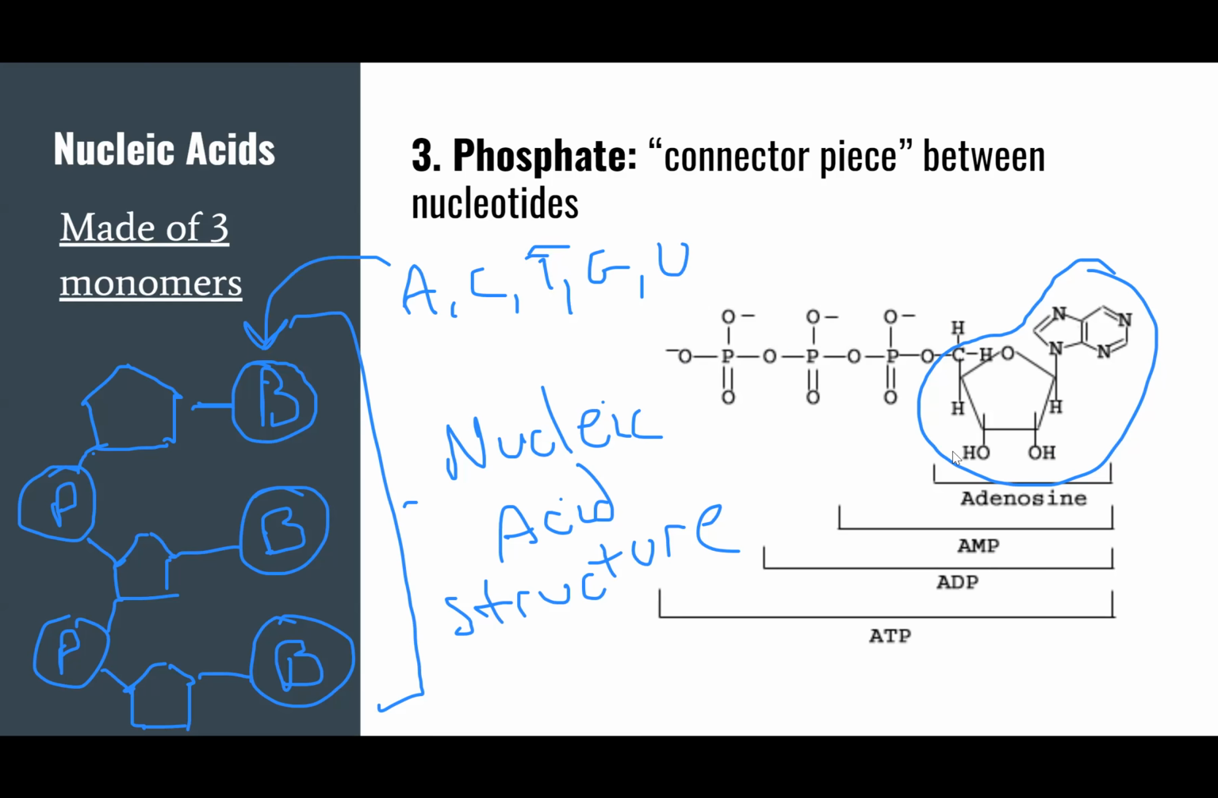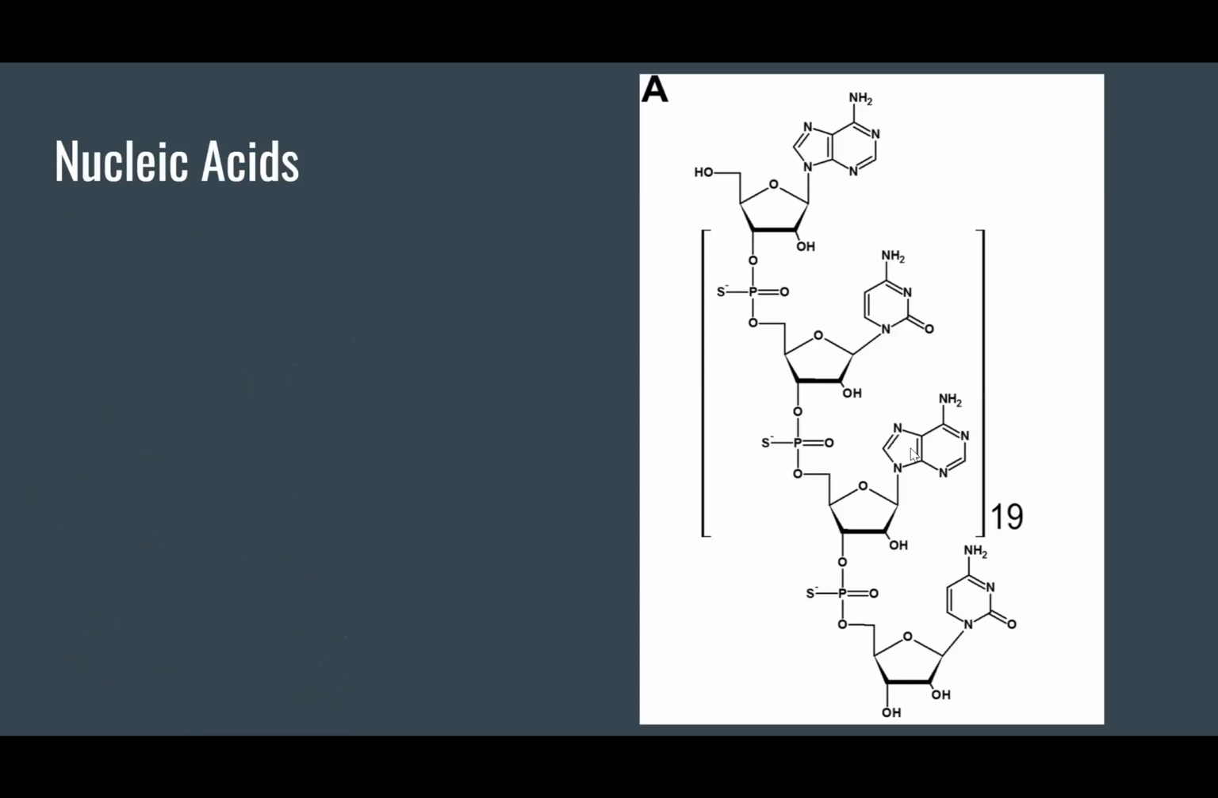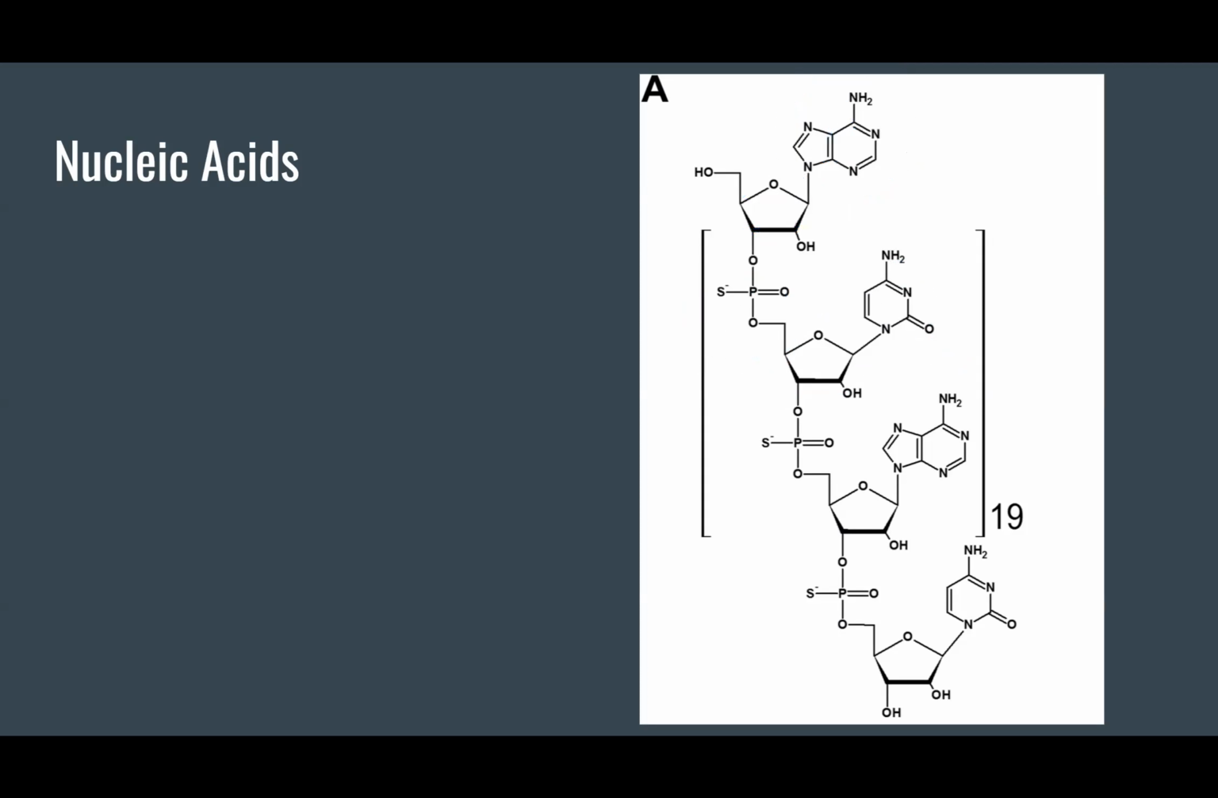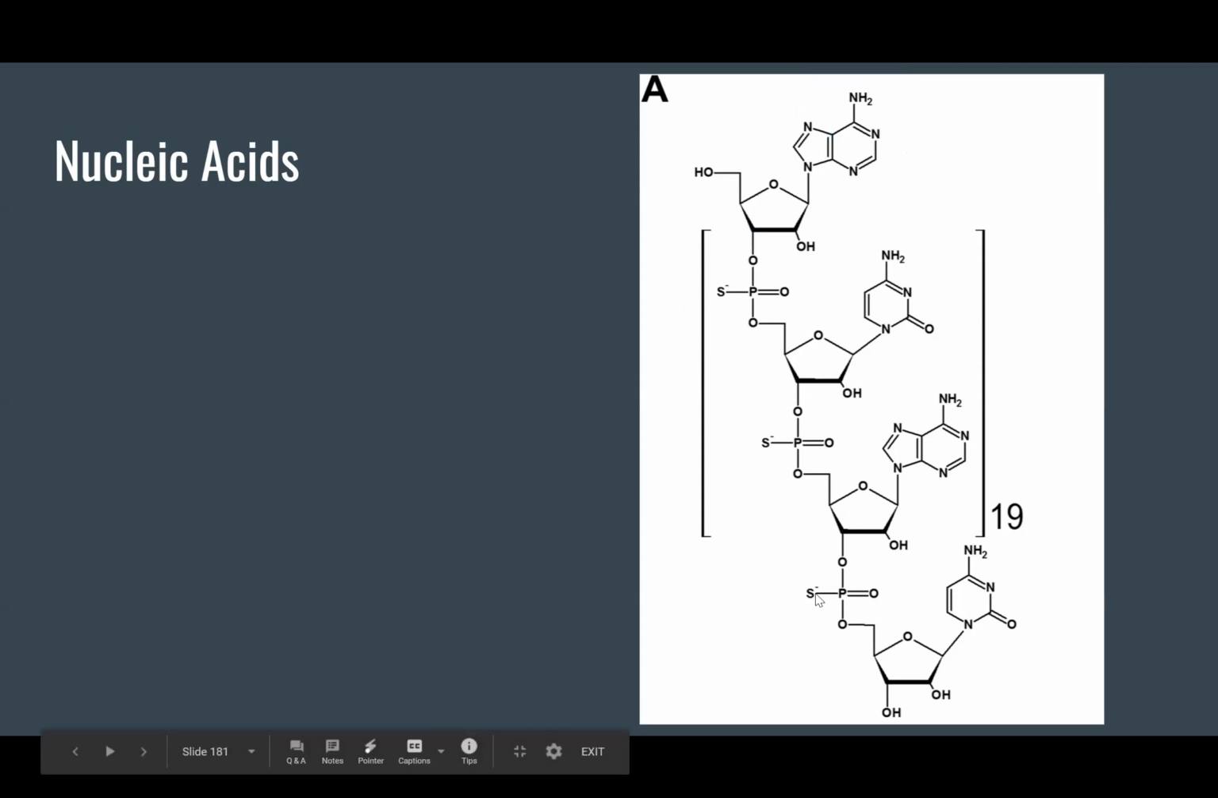Now, this is another way to represent this structure, by the way. This is just a picture. We've got our base attached to our sugar. Our sugar is attached to a phosphate. The phosphate is attached to another sugar. The sugar is then attached to a base, and so on. This is just a more accurate representation of what I was just describing.